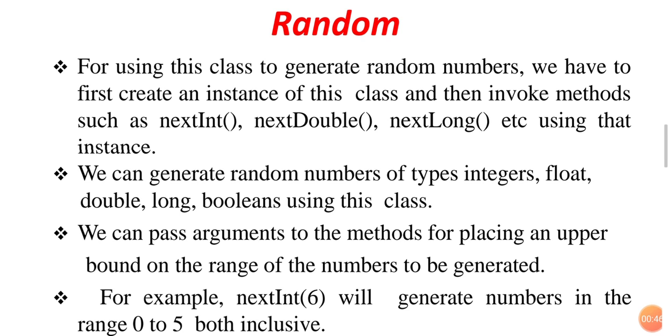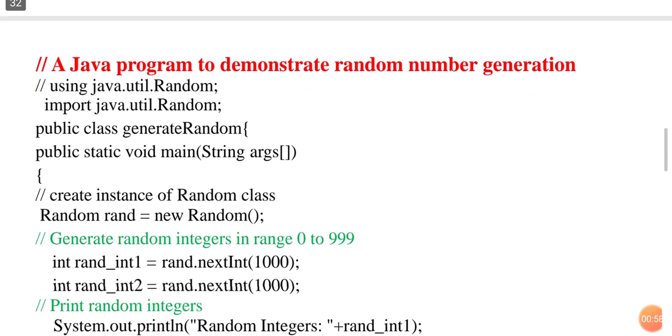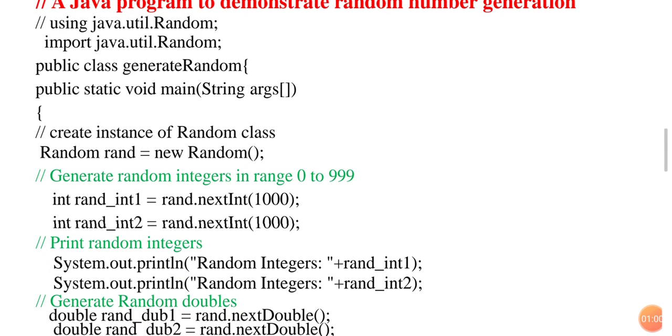For example, nextInt(6). Here I gave an example. Within the braces is 6. It will generate numbers in the range of 0 to 5, both inclusive. So that is the example.